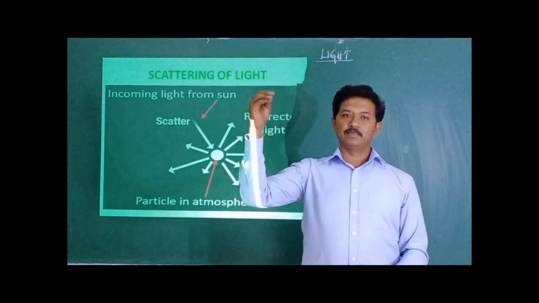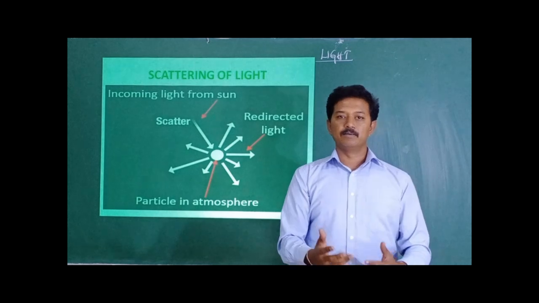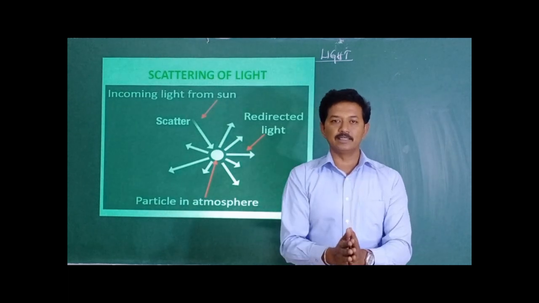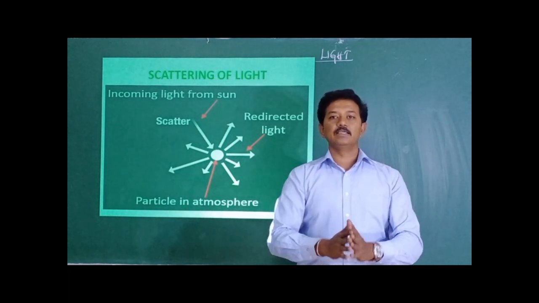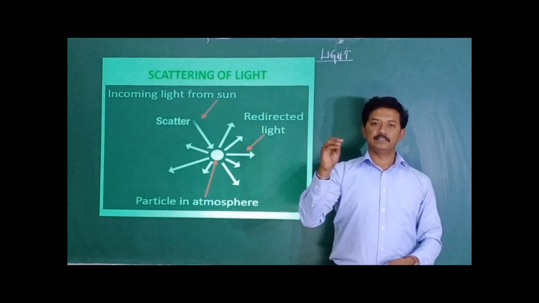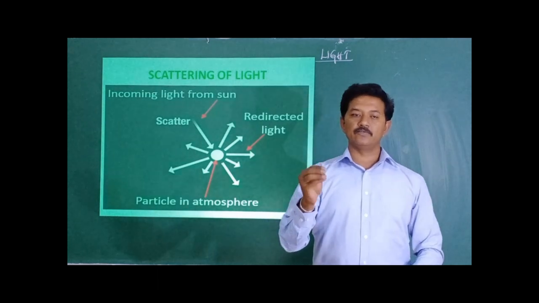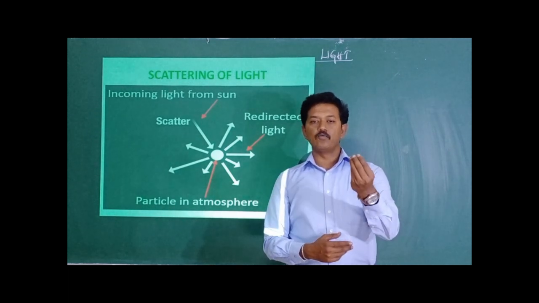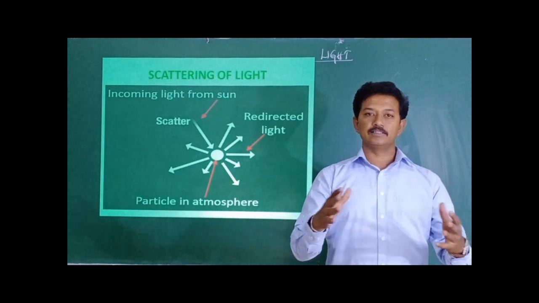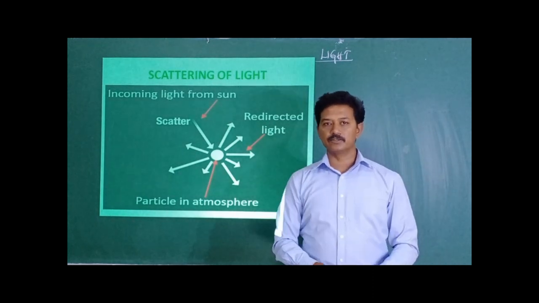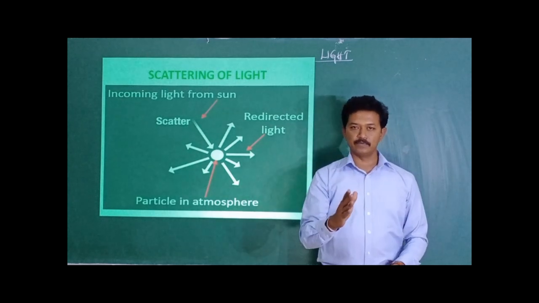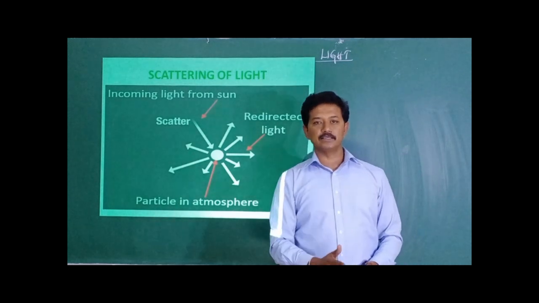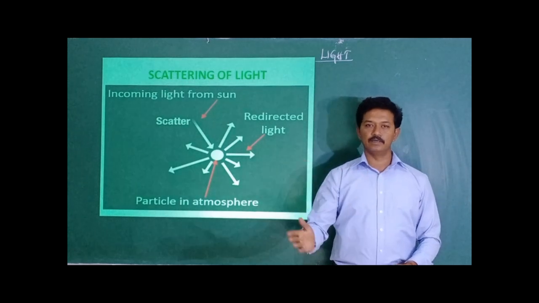When the light comes from the sun and travels through the Earth's atmosphere, the atoms and molecules present in the atmosphere absorb this light and redistribute it in all different directions. This phenomenon of light is called scattering of light. The scattering of light is done by dust particles, atoms, molecules, and the water vapors present in the atmosphere. You are going to study this scattering of light phenomenon more, as Tyndall effect and Rayleigh scattering, in the chapter Human Eye and Colorful World in the coming days.